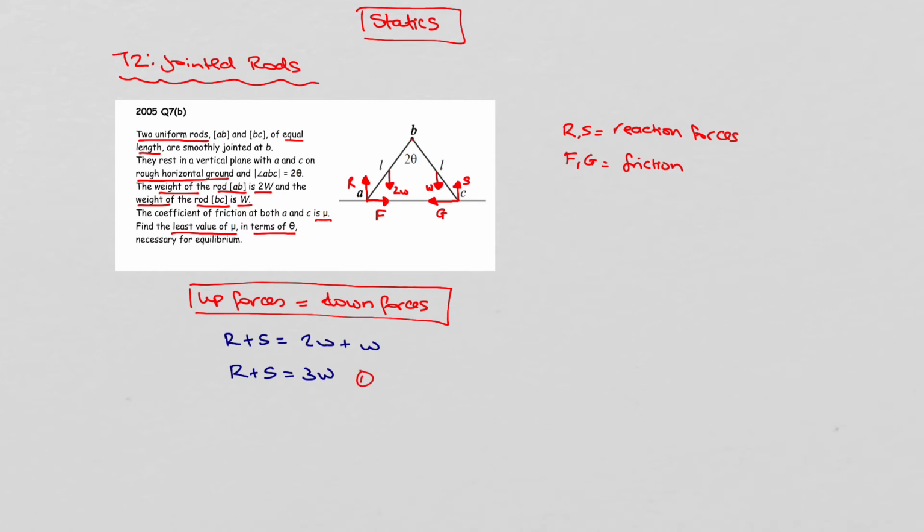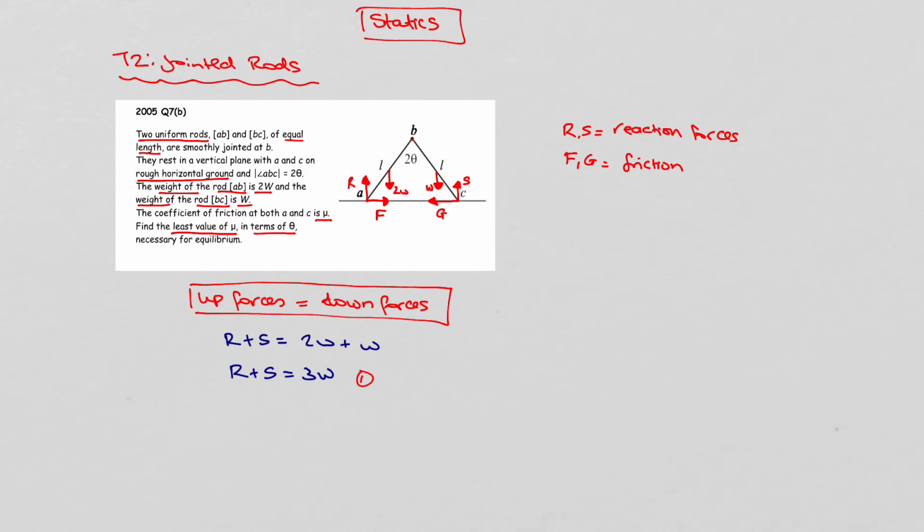And we can't say that our left equals right in these cases, because that would assume that these two frictional forces are going to be the same. We know that F is equal to mu R and G would be equal to mu S, but R and S are not going to be the same because these two rods have a different weight.